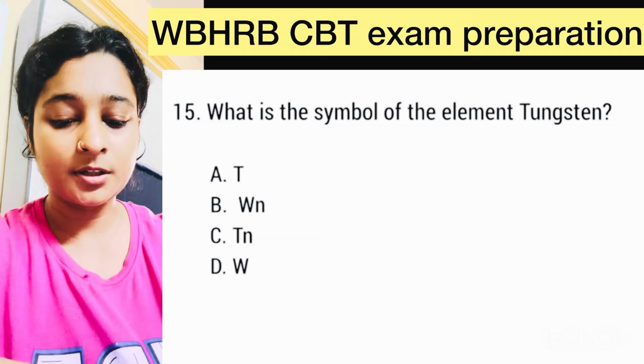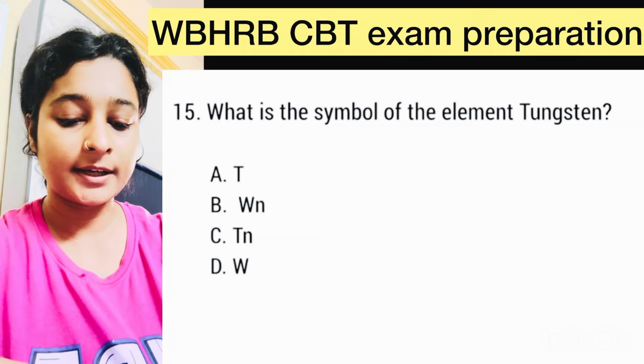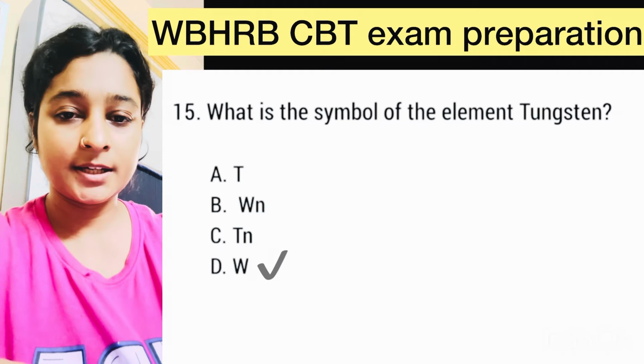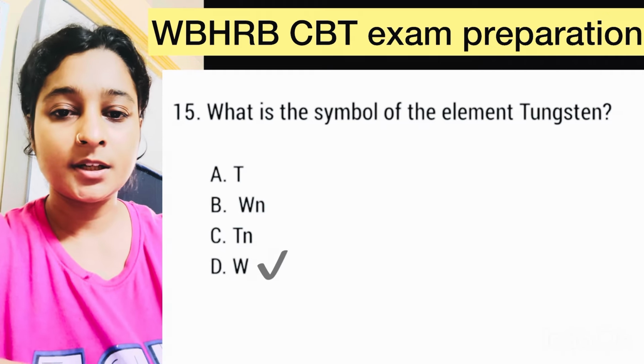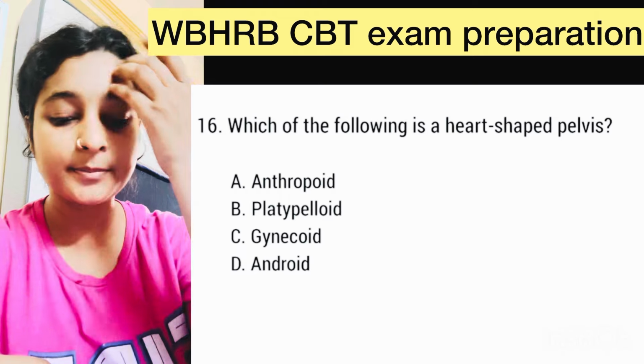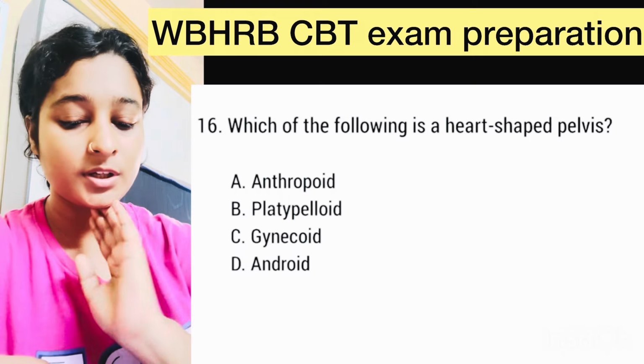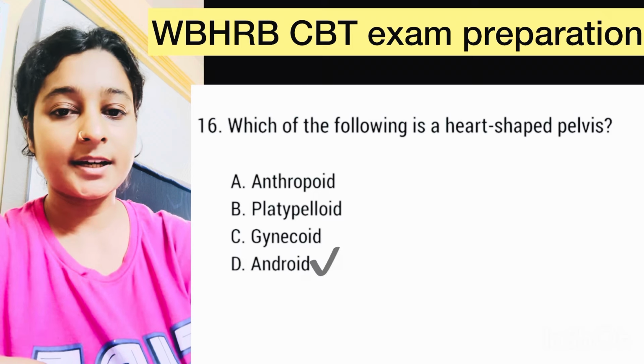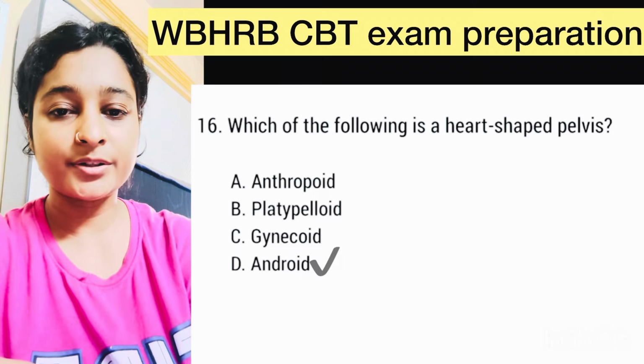Question number 15. What is the symbol of the element of tungsten? Here, correct option is option D, W. Question number 16. Which of the following is a heart-shaped pelvis? Here, correct option is option D, android.